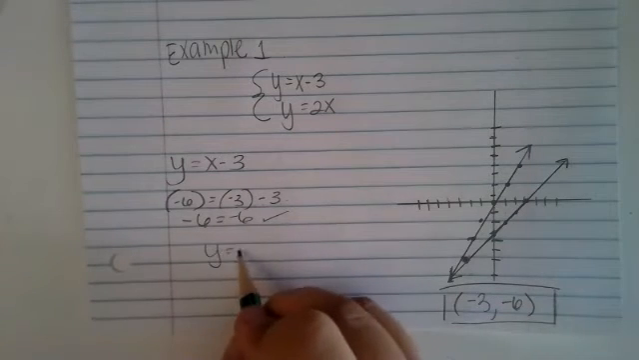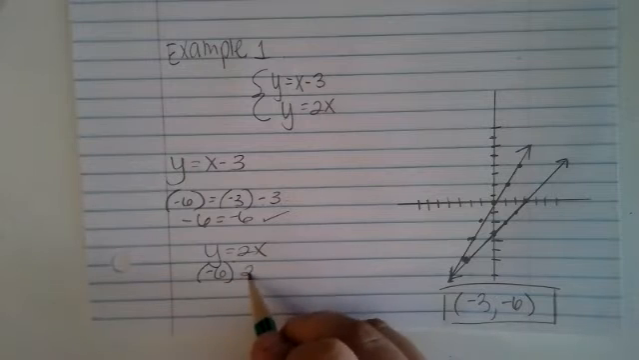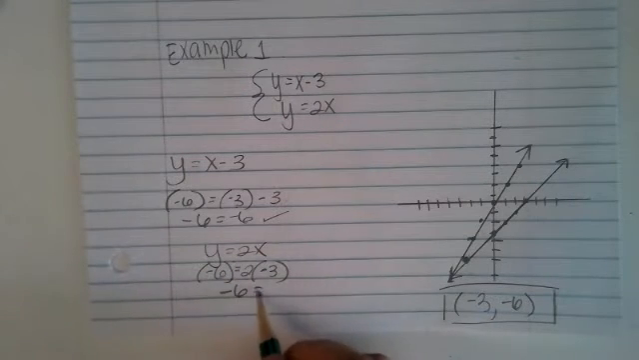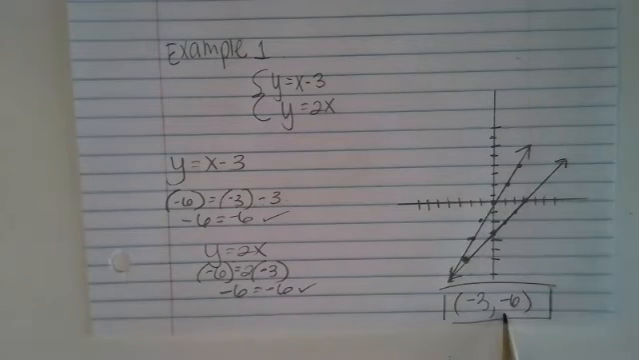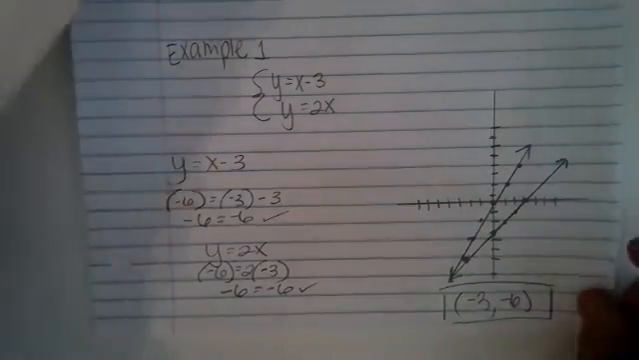And then I have y equals 2x. Substitute -6 for y: -6 equals 2 times -3. That makes -6 equal to -6. Yes, holds true. So this is in fact the solution to this system. Okay, so that's graphing, which should feel very review-like. Now what we're going to do is get into solving these systems algebraically. So here is example 2.